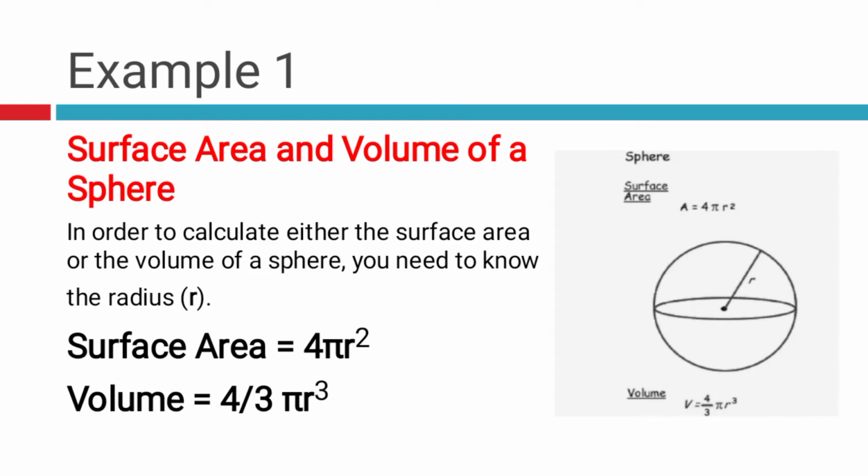Now, for example, today we'll be looking at the surface area and volume of a sphere. What we are seeing here now is a sphere, and in order to calculate either the surface area or the volume of a sphere, you need to know the radius r. Now, the surface area is equal to 4 pi r square. Where is this radius r?